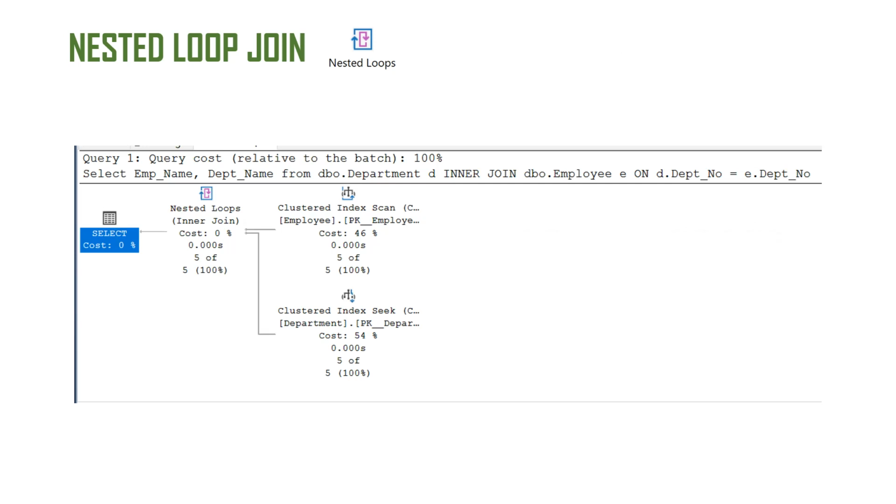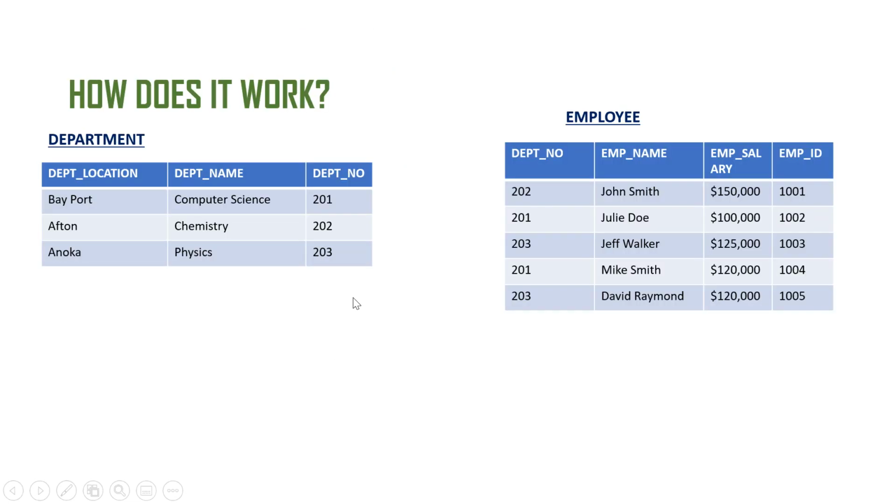Whenever you execute your query, in the execution plan you see this table here. The table that you see here, like the employee table, is called the outer table and the other one is called the inner table. We'll take a look at this in a bit. Let's take an example with some data in it and see how the nested loop works.